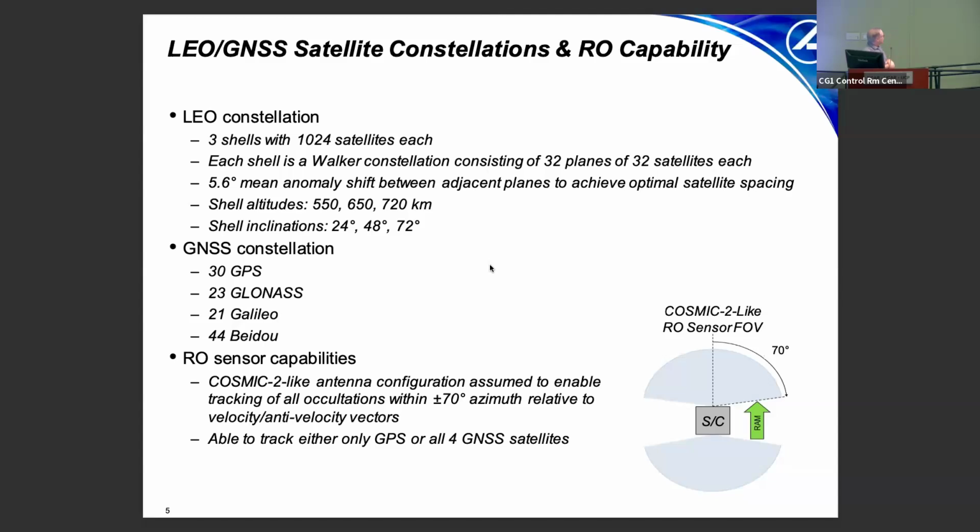We simulate all 4 GNSS constellations that provide lots of observations. And in terms of the RO sensor capability, we're looking for COSMIC-2-like fields of view, which basically go out to plus or minus 70 degrees in terms of the anti-velocity and the velocity direction. And we also consider that maybe this receiver we're flying can only measure GPS, or maybe it's very capable and can measure all 4 constellations.